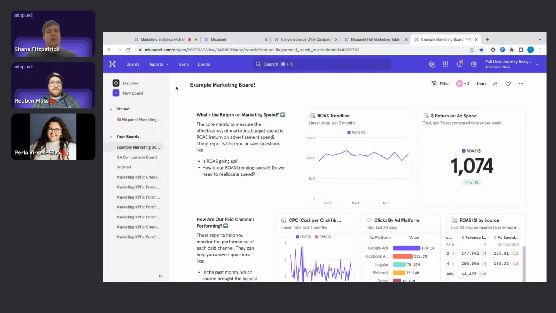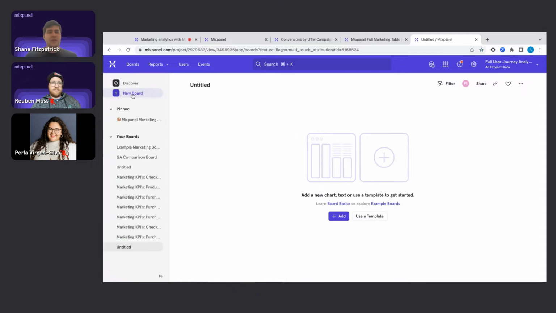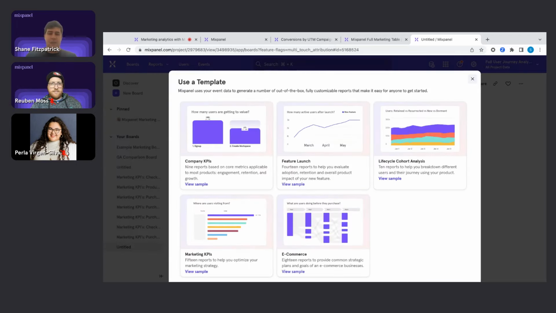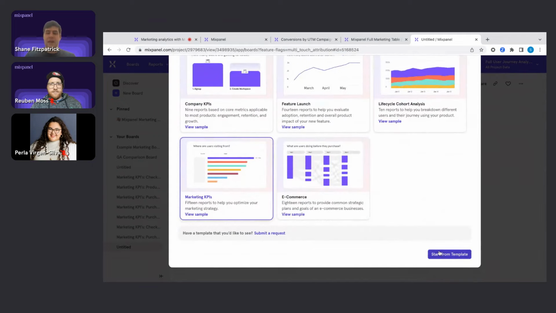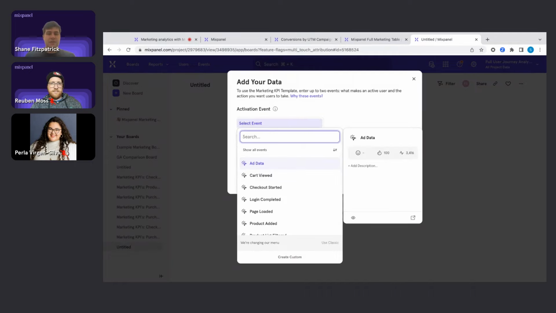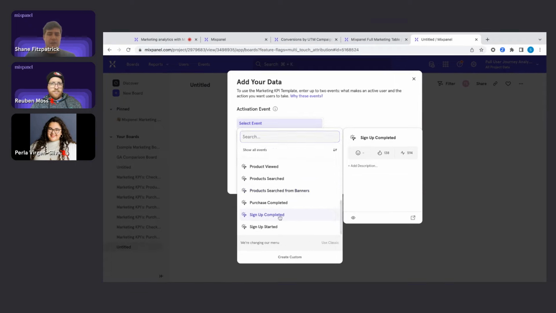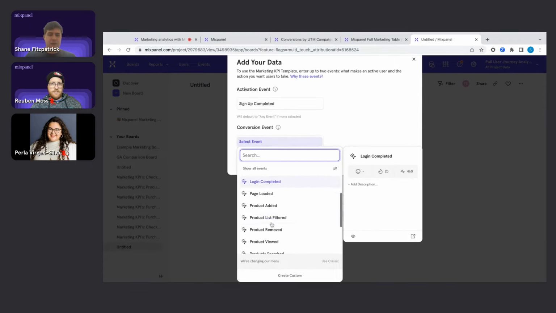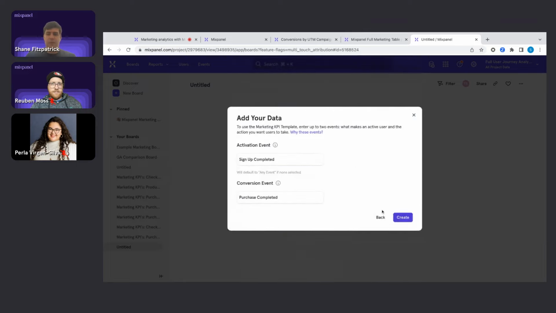And so just to quickly showcase that, let me go ahead and try to build out a new board. And there you'll notice there's this button here, use a template. I'm going to click that. And we have a bunch of different templates here, 5 available today. The one that I want to showcase right now is our marketing KPIs template. So let me go ahead and start from that template. It's going to ask me for 2 key events. So we have an activation event. Let's just select sign up completed and a conversion event. Let's say purchase completed. There we go.